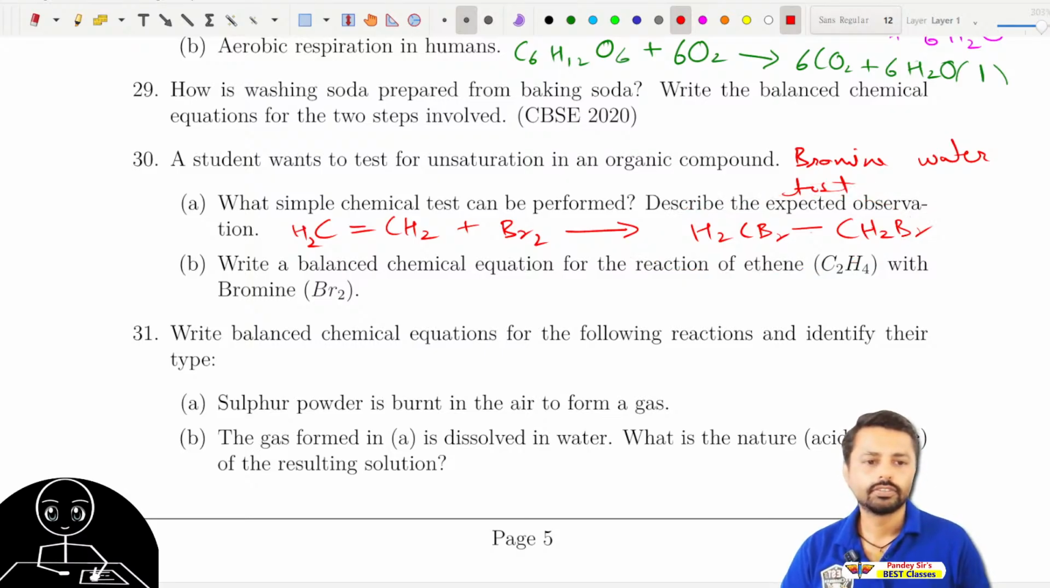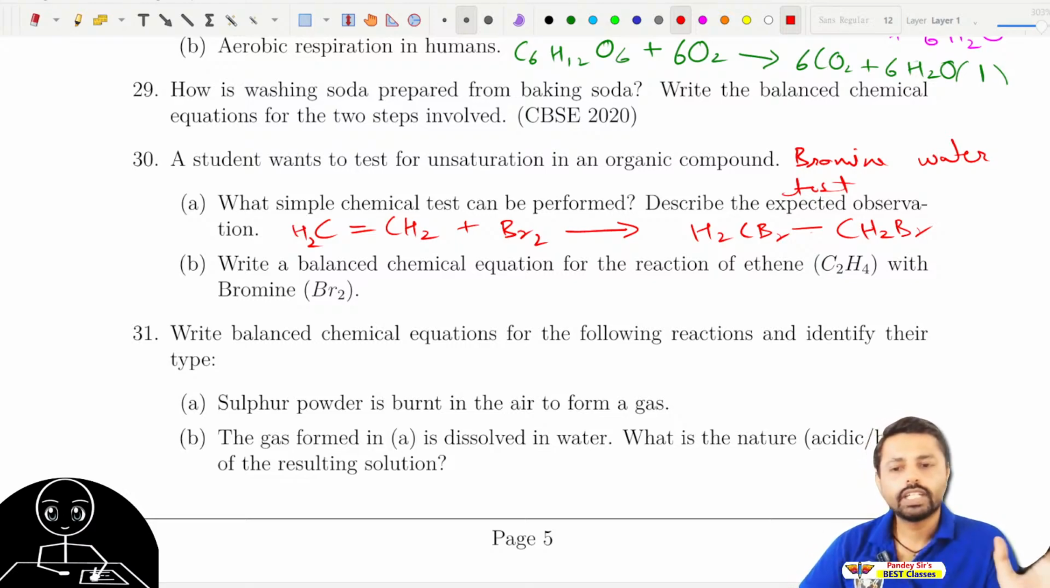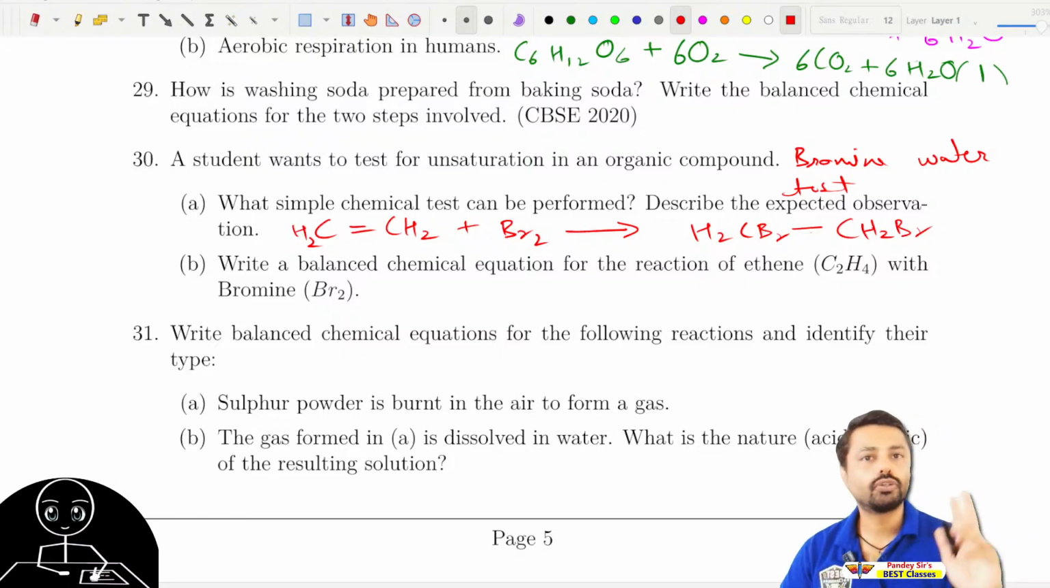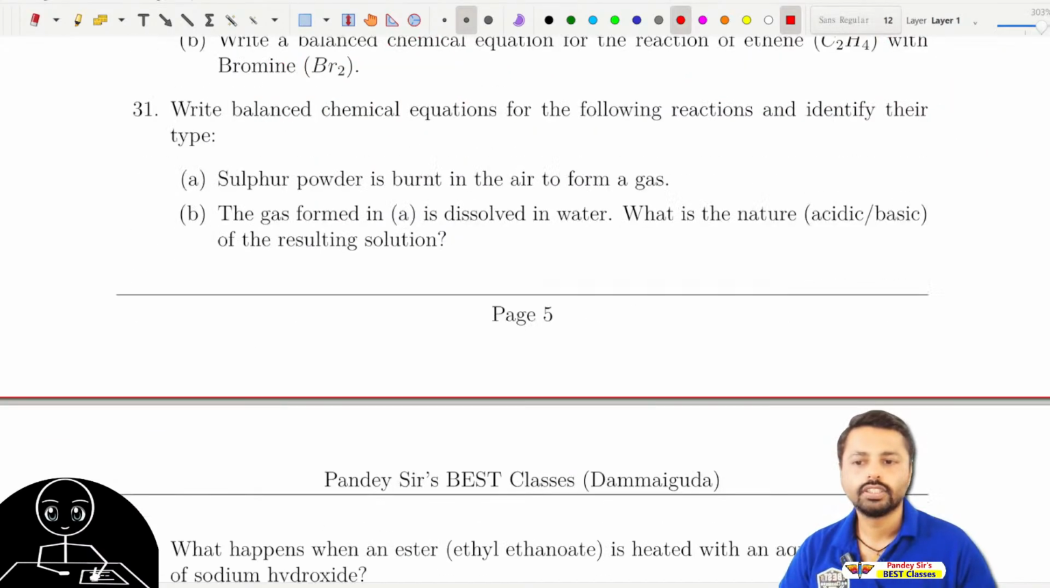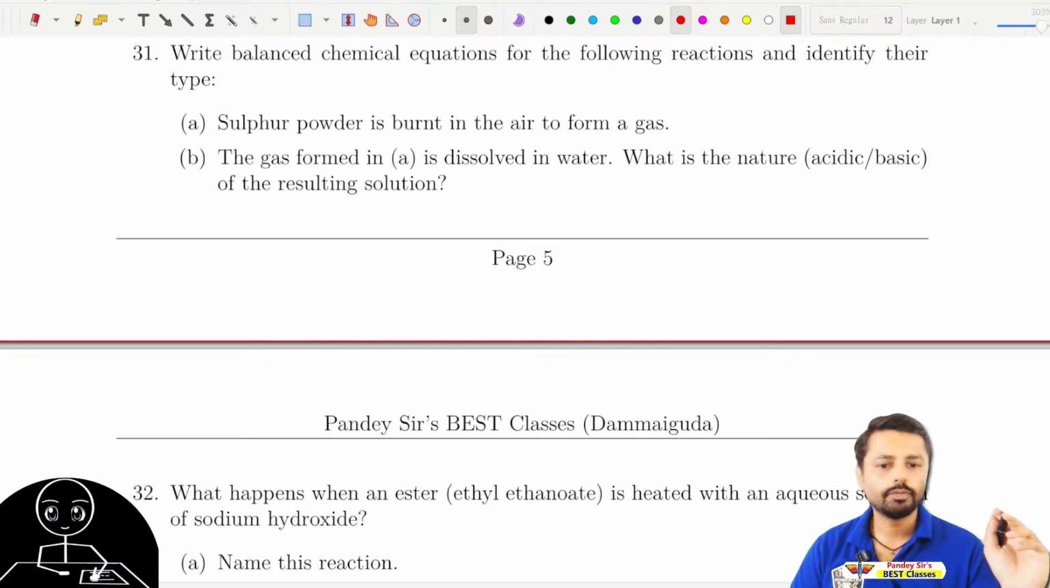Okay. So I will say the full answer so that you will understand how to write. The bromine water test can be performed, full stop. The brown color of bromine water disappears when added to an unsaturated compound. So color gets disappeared. And the reaction I have given, that's the answer for 2 marks. Next question. Write balanced chemical equation for the following reactions and identify their type. So not just the balanced reaction, but also their type you have to mention.